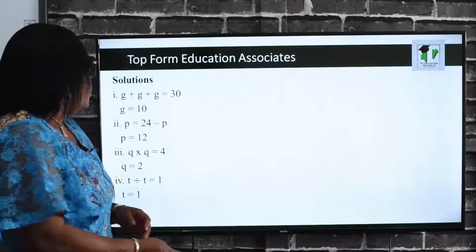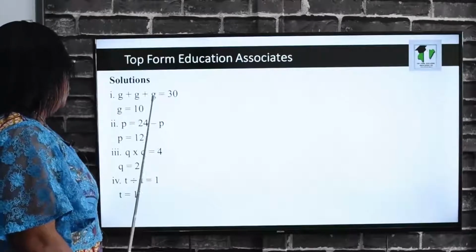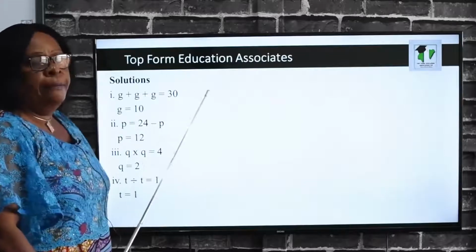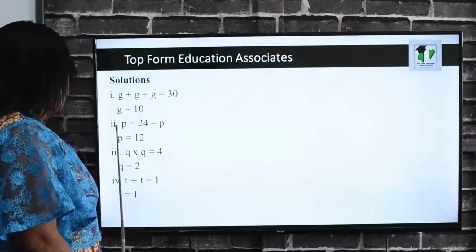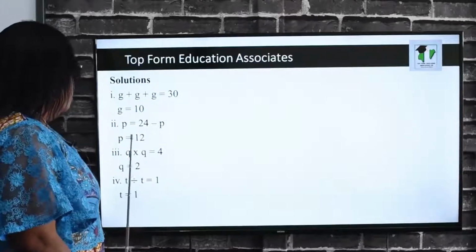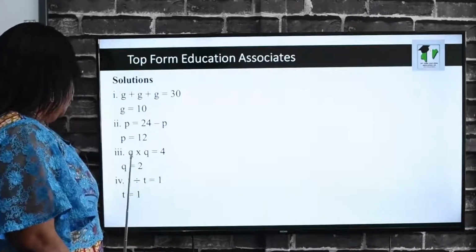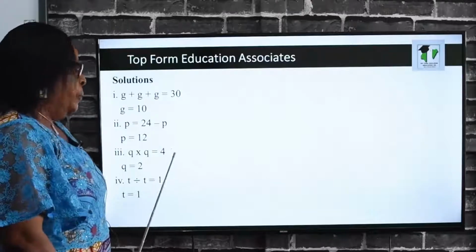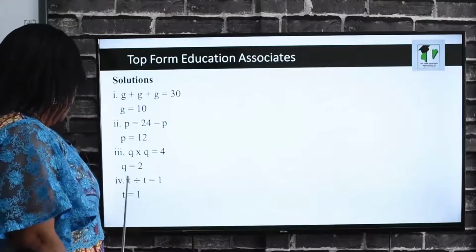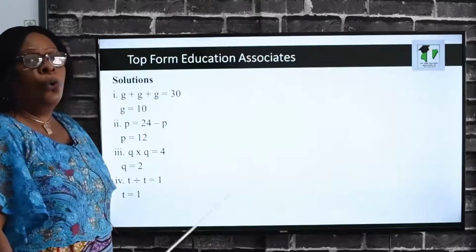Our solutions. In question 1, if G plus G plus G equals 30, G is equal to 10. If P equals 24 minus P, then P must be equal to 12. 3. If Q times Q is equal to 4, then Q is equal to 2. And 4. If T divided by T is equal to 1, then T is equal to 1.